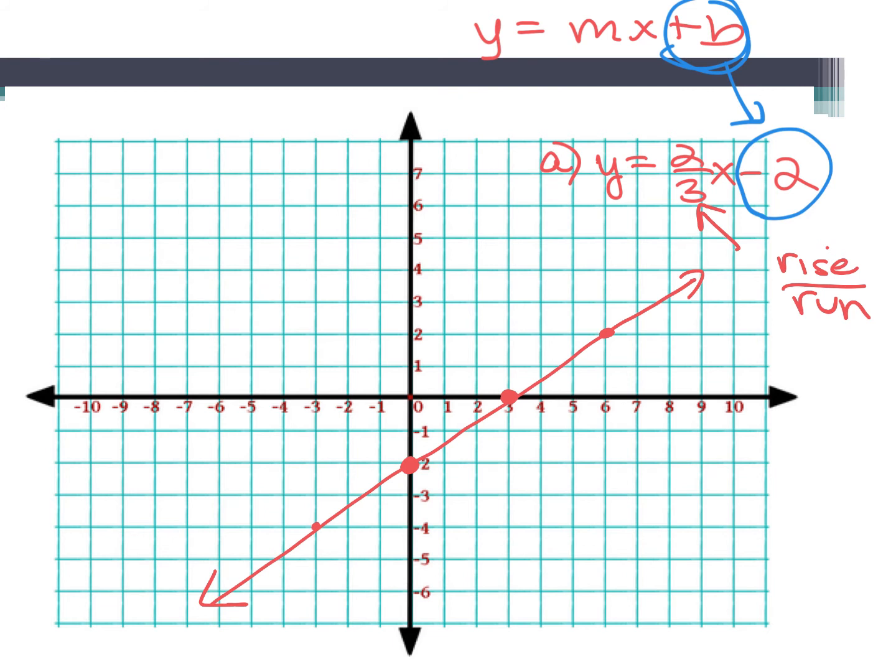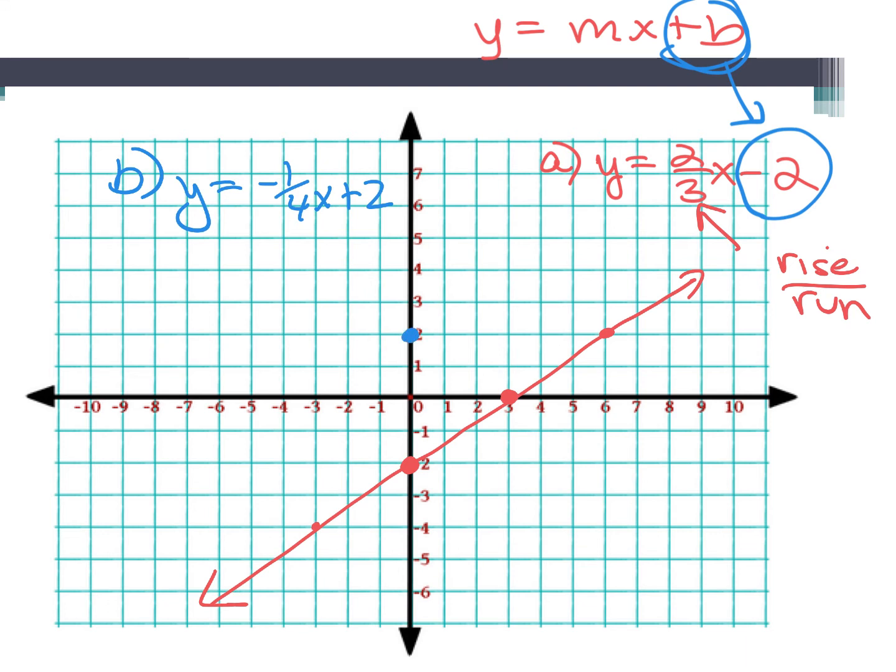All right, let's try part B here. That equation was already in slope-intercept form. y equals negative 1/4 x plus 2. So again, I'm going to start on my y-intercept, my beginning point, positive 2.